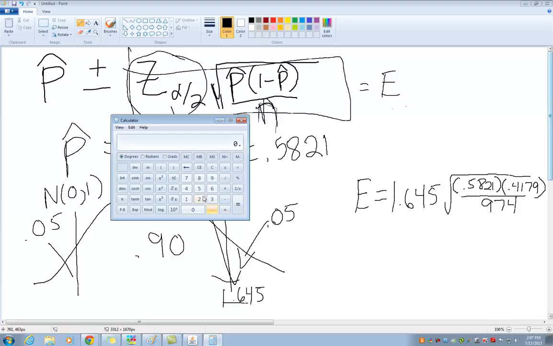So I've got 0.5821 times 0.4179 and divide the whole shooting match by 974. Hit equal sign. So that teeny number, that's what's underneath the square root. We need to take the square root of that, which makes this whole thing 0.05, and then we finally need to multiply it by 1.645.